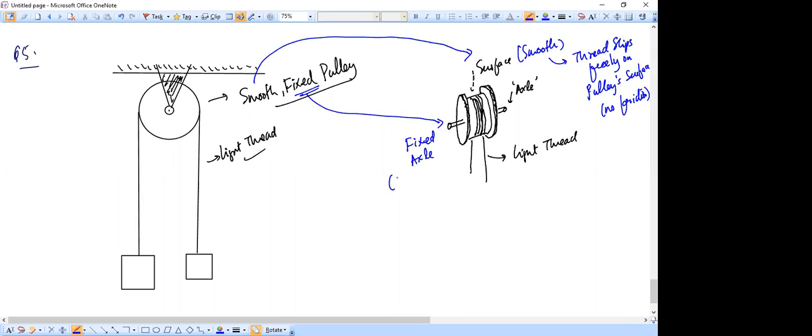So the pulley does not rotate. Rotating pulleys is more complicated, and that will come in the middle of class 11 in a chapter called rotational mechanics. So here the pulley is fixed. That means the axle does not rotate. It's a fixed axle. So the pulley is like a disc that remains stationary and the thread just slips on.